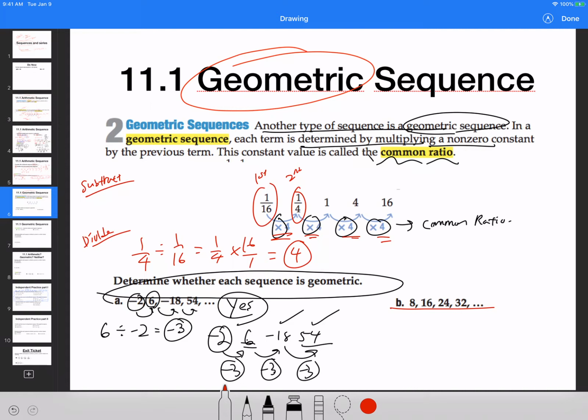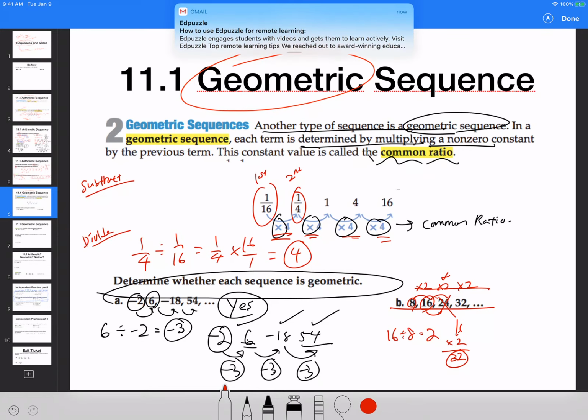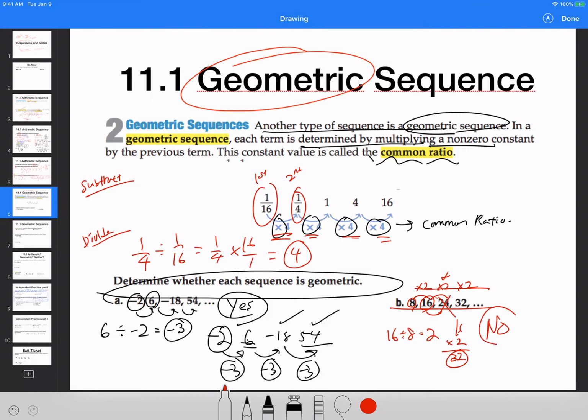Next, 8, 16, 24, 32. I take the second term 16 divided by the first term 8 and I get 2. So is my common ratio 2? 8 times 2 is certainly 16, but 16 times 2 should be 32. It does not turn out to be 24. So the next number on the list does not match the common ratio from the previous. The common ratio is inconsistent, so this is not a geometric sequence whatsoever.